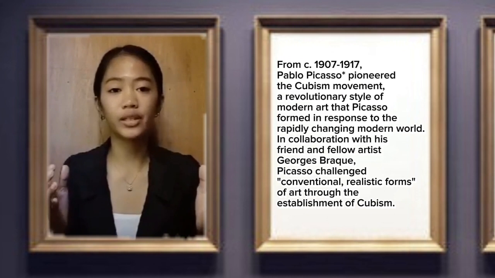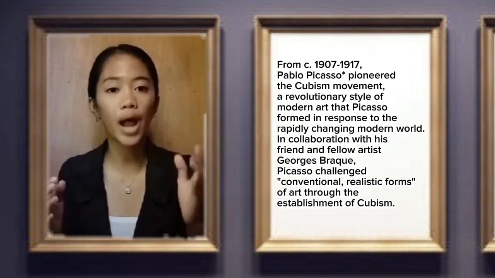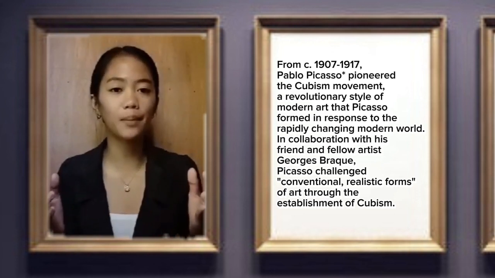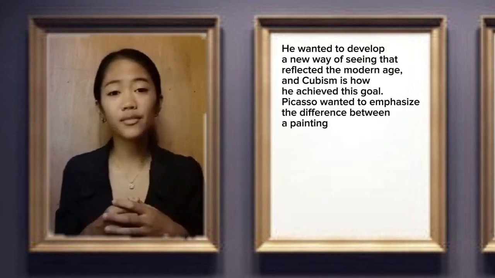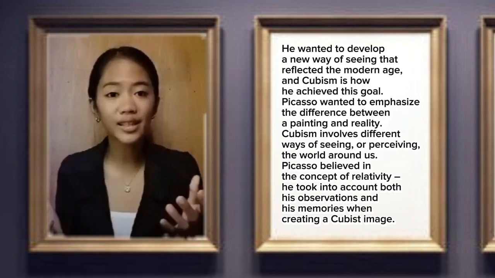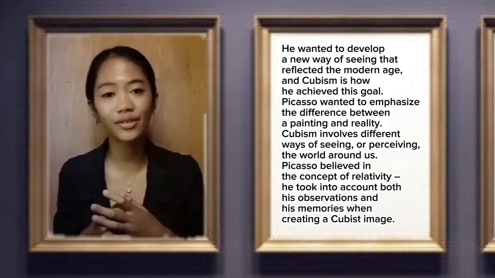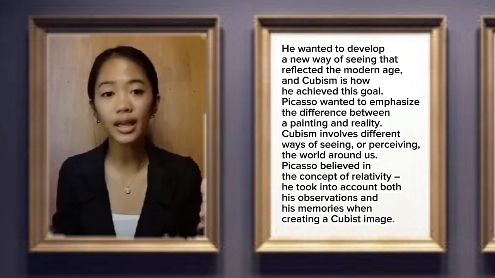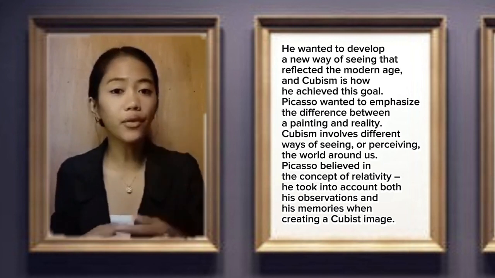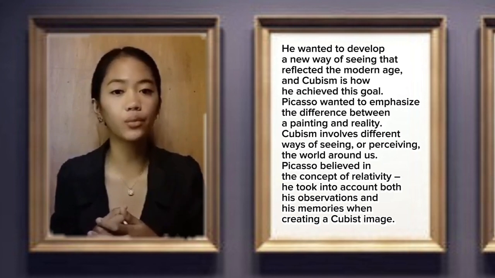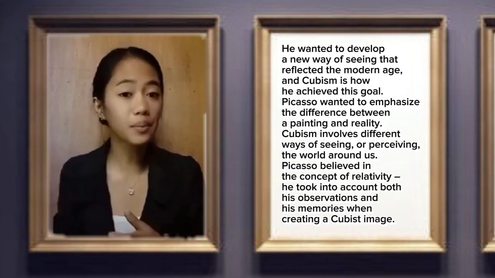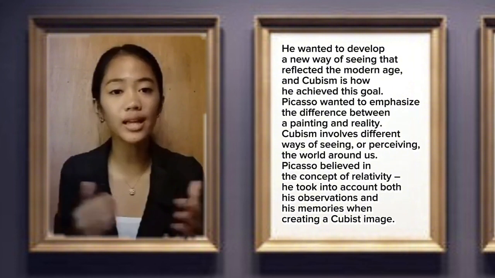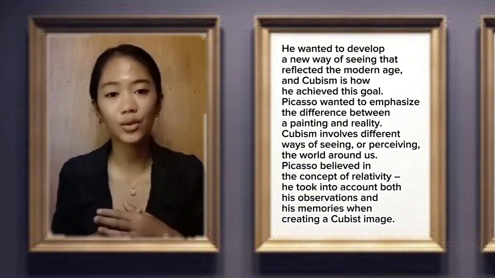In collaboration with his friend and fellow artist Georges Braque, Picasso challenged conventional, realistic forms of art through the establishment of Cubism. He wanted to develop a new way of seeing that reflected the modern age, and Cubism is how he achieved his goal. Picasso wanted to emphasize the difference between a painting and reality. Cubism involves different ways of seeing or perceiving the world around us. Picasso believed in the concept of relativity. He took into account both his observations and his memories when creating a Cubist image.